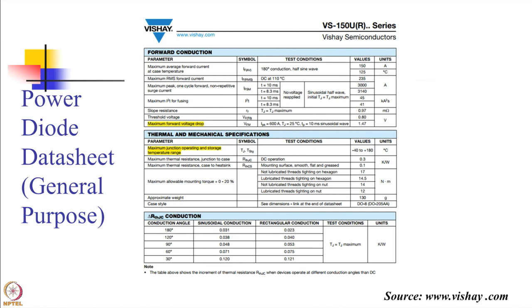We can also see on this slide, which is the second page of the data sheet of this particular diode, the maximum forward voltage drop, which is about 1.47, and you can see that all the other values are given at which this forward voltage drop will hold. It also gives a temperature of 25 degrees centigrade. It says the peak current is 600 amperes and so on. Under those operating conditions, the voltage drop will be 1.47.